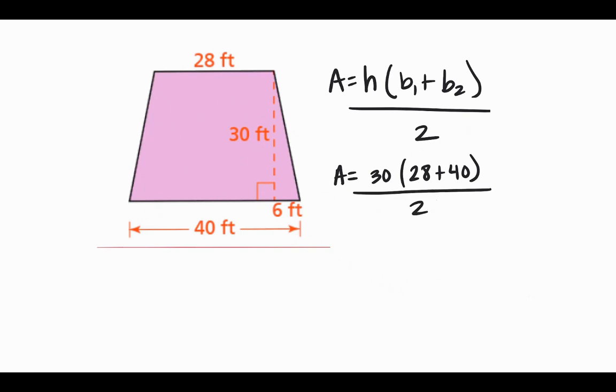So some of you might want to cancel this out earlier to make 30 more doable, but I like to just follow order of operations and just go step by step. So in order of operations, I'm always going to do what's inside the parentheses first if there's an operator there, and then we'll multiply and then divide. Okay? So we know we have 30 on the outside, 28 plus 40 is 68. And then we're going to multiply 30 times 68.